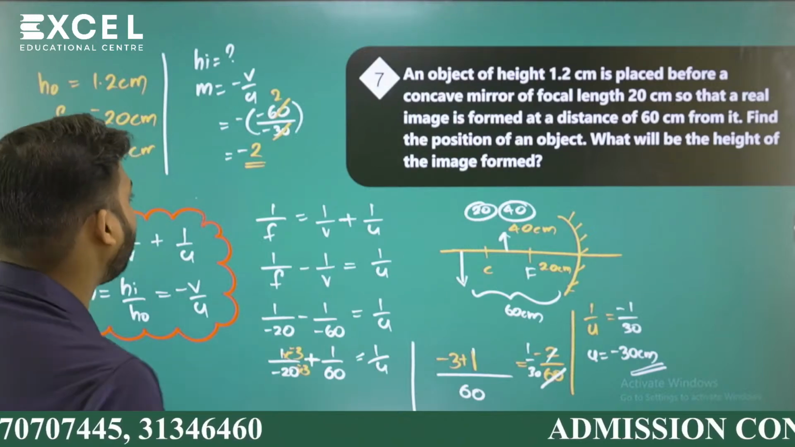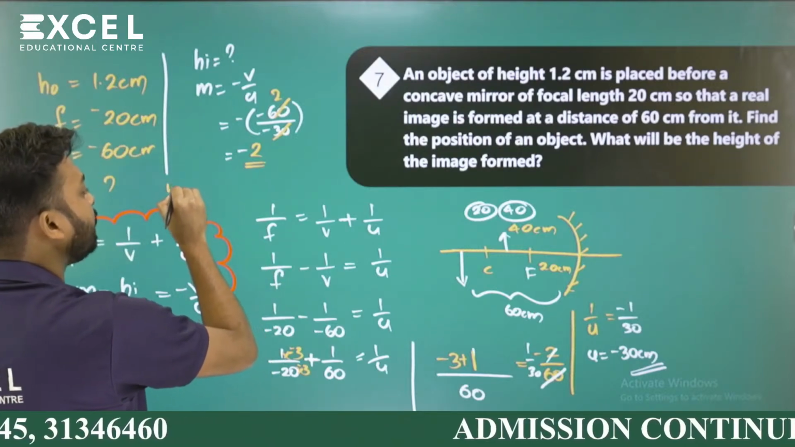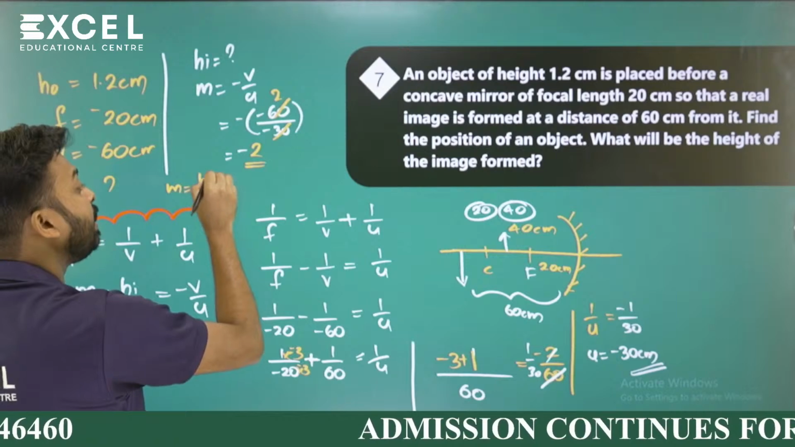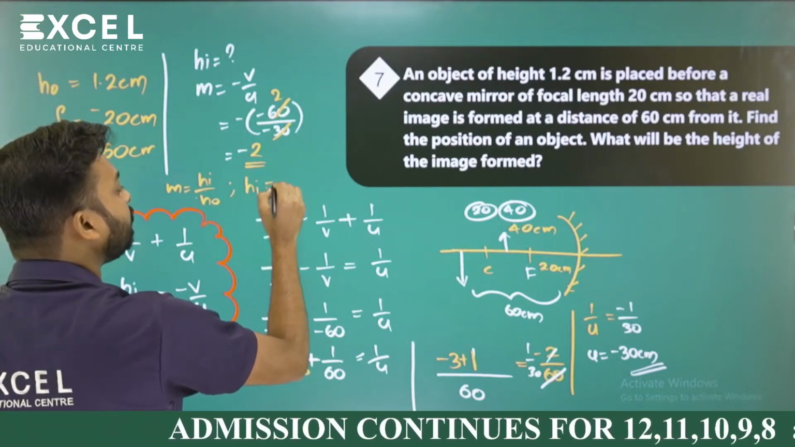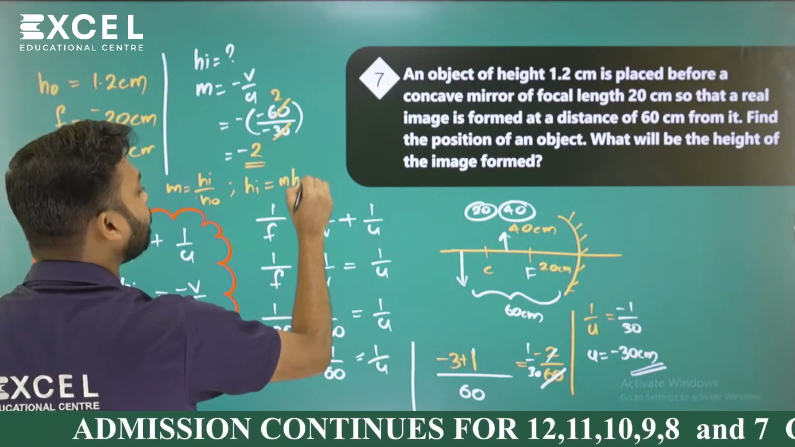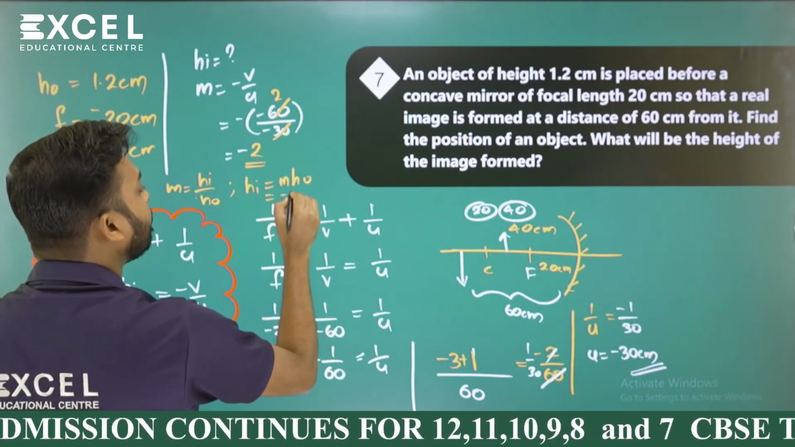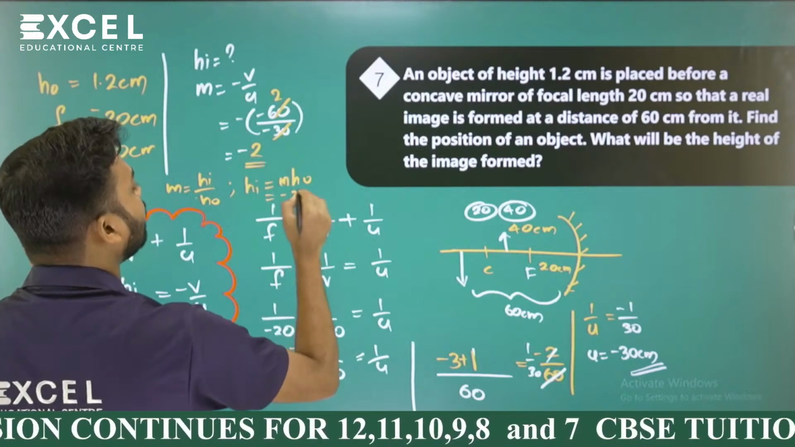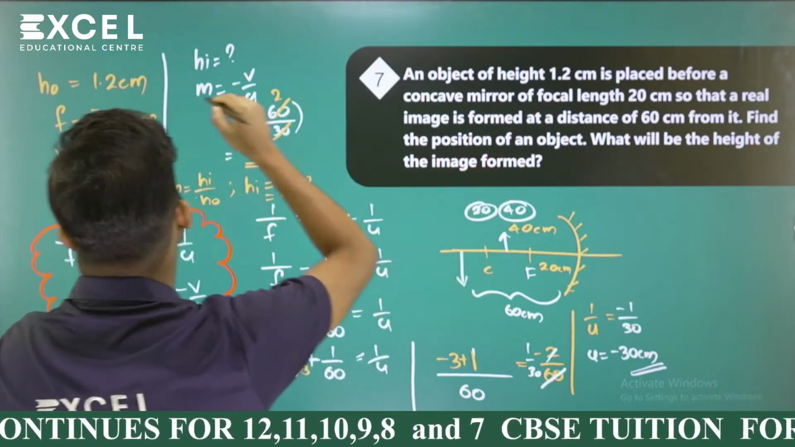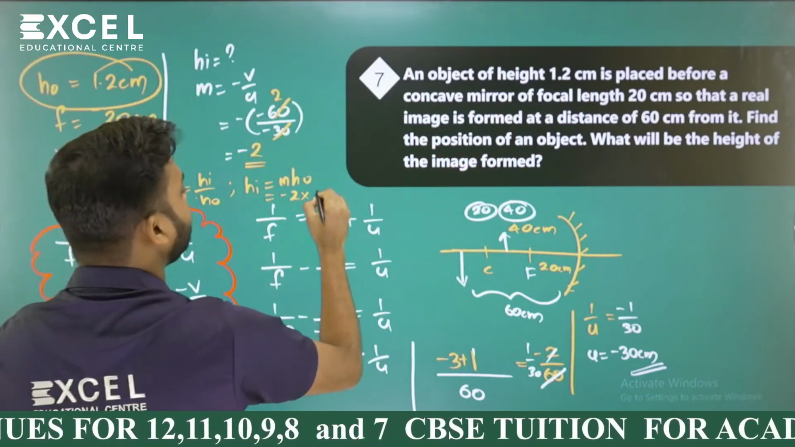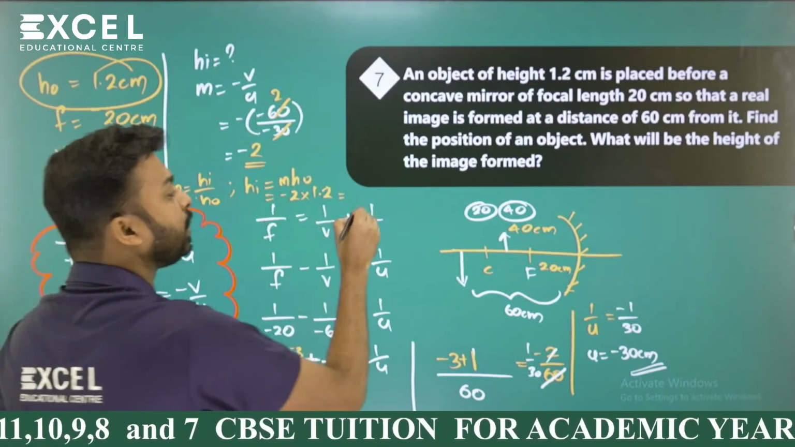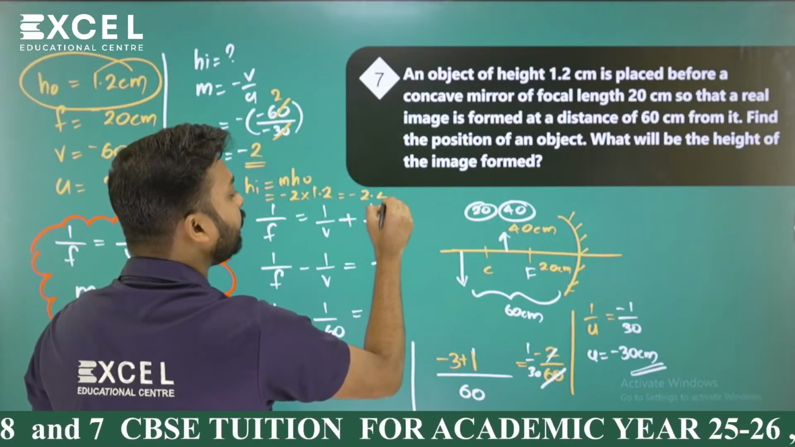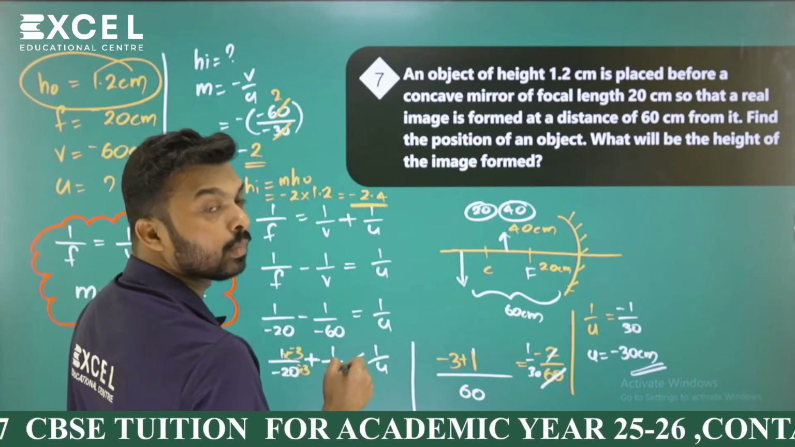Magnification is minus 2. We have one more equation: magnification is equal to HI by HO. From that, HI, which is to be found, is equal to minus 2 into HO. HO is given in the beginning itself as 1.2. So it is minus 2 into 1.2, which is minus 2.4 centimeter.